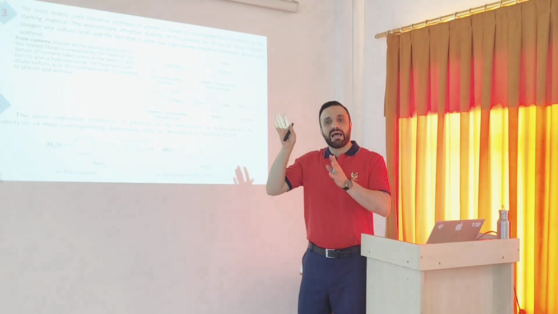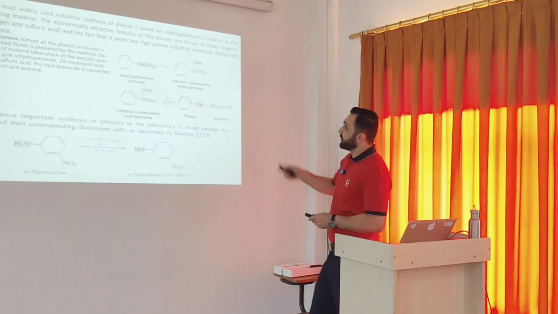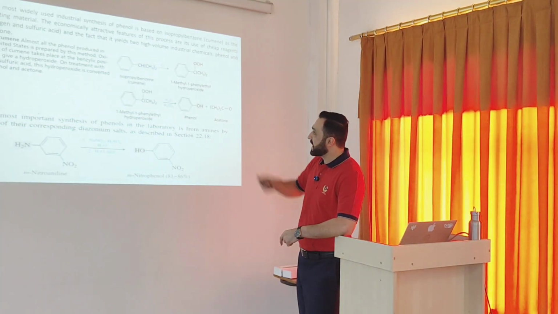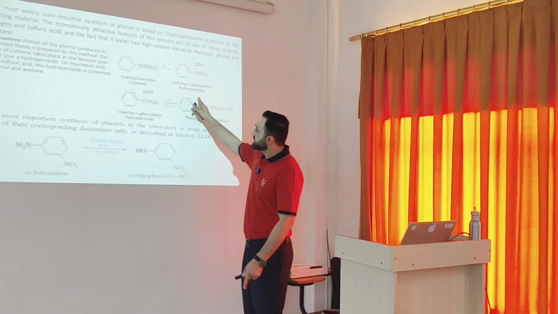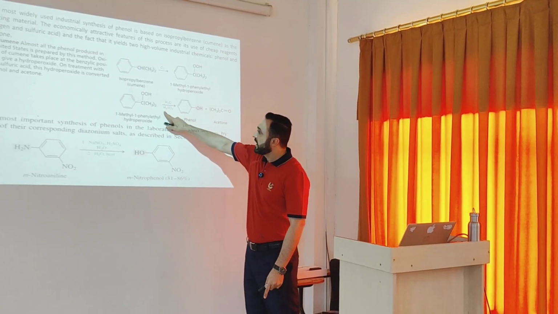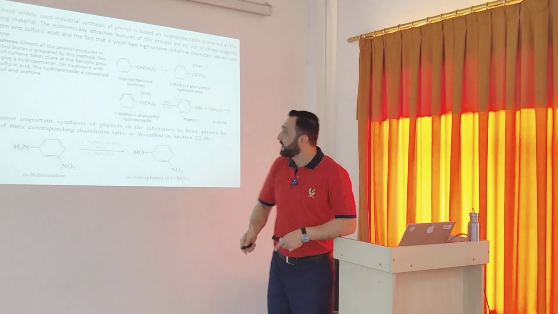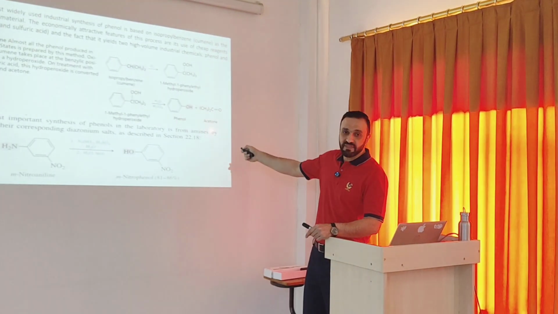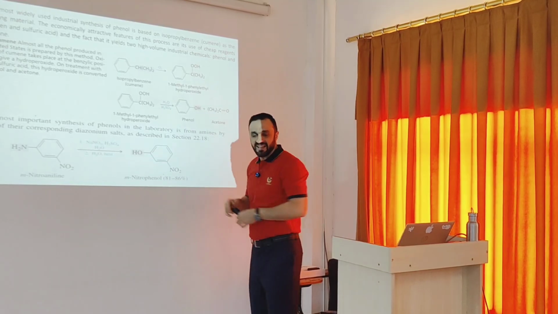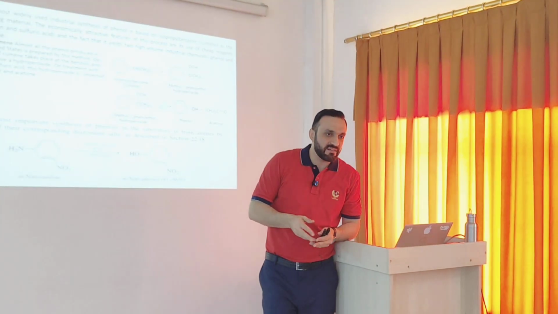You have ROOR. Okay, that gives you the peroxide compound. This hydrogen peroxide can react with H2SO4 in acidic medium to give you phenol and acetone. Both phenol and acetone are important in industry, in the laboratory, and in many other areas.